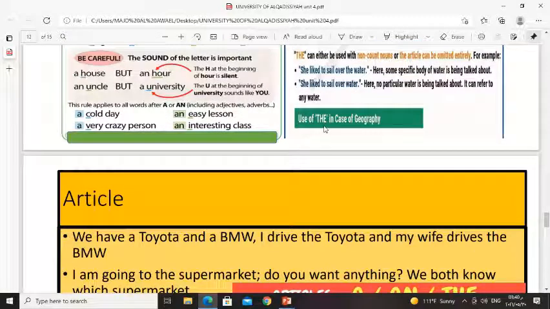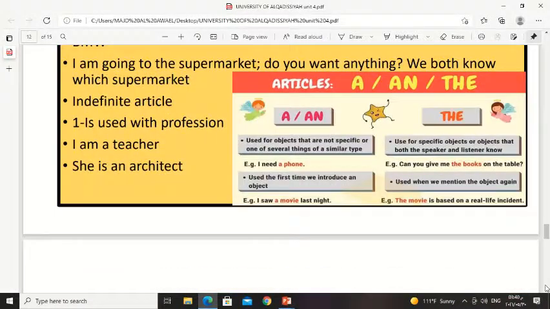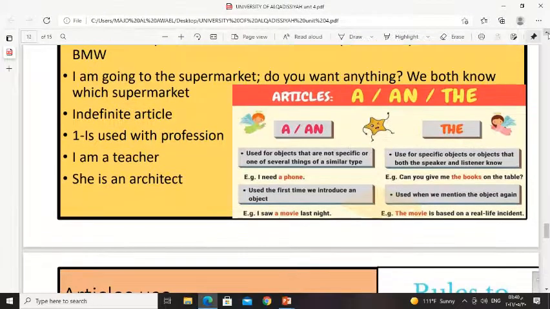The use in case of geography, with nature, we use the. I am going to the supermarket. Do you want anything? It is a specific supermarket they talk about. Both listener and speaker know which supermarket. Do you want anything? We both know which supermarket.